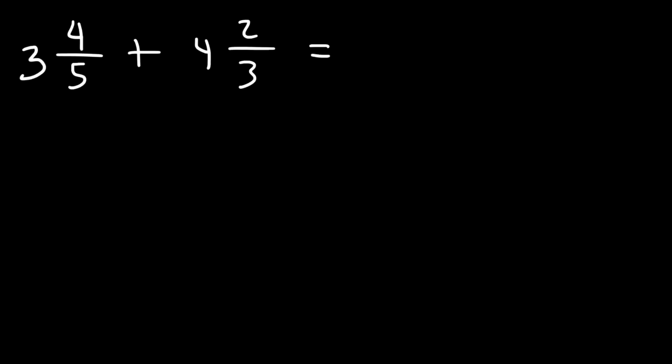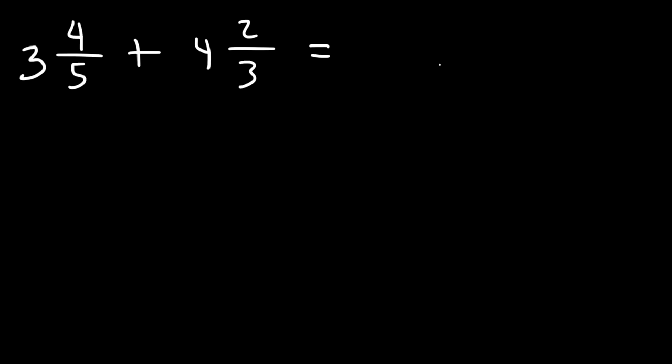Now let's move on to another type of example. So we're going to add two mixed numbers here, but it's going to be a little different this time. So notice that the denominators of the mixed numbers are different in this example.